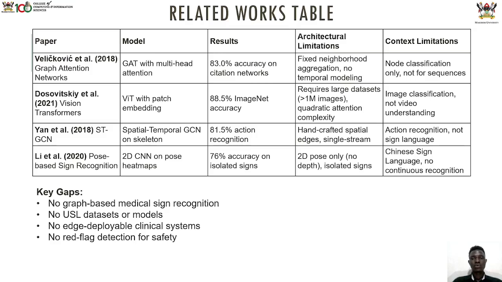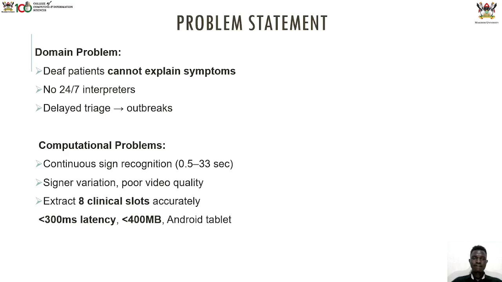The key gaps, if you look at this table, show that none of these works talk about graphs. There's no graph-based medical sign recognition. There are no Uganda Sign Language datasets or models built already, and there's no edge deployment for clinical systems. They're not there. And there's no red flag detection to show whether this is a serious condition or not, and stuff like that.